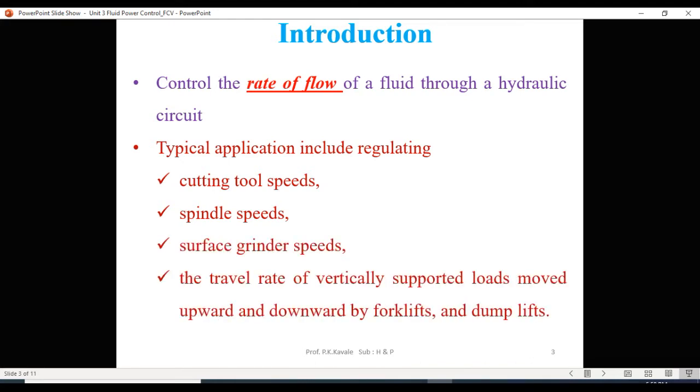If you see this, what are we talking about? We are controlling the speed. Speed is related to the flow, and flow will be controlled by the flow control valve. The function of the FCV is to regulate the speed of linear and rotary actuators.